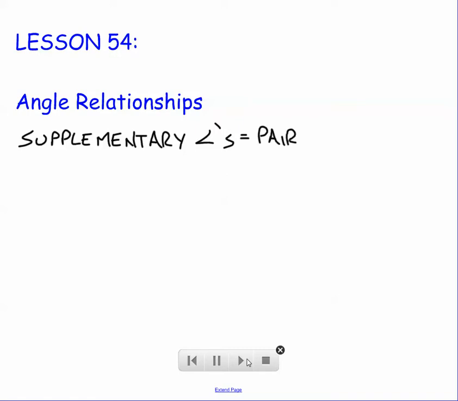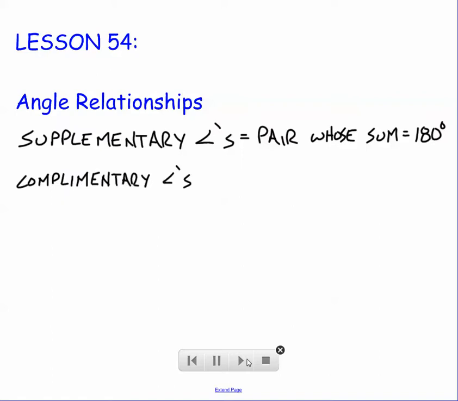Write it down as I am. Supplementary angles are angles whose sum is 180 degrees. It's a pair of angles whose sum is 180 degrees. Another special type of angle relationship are complementary angles, and those are pairs whose sum is 90 degrees.